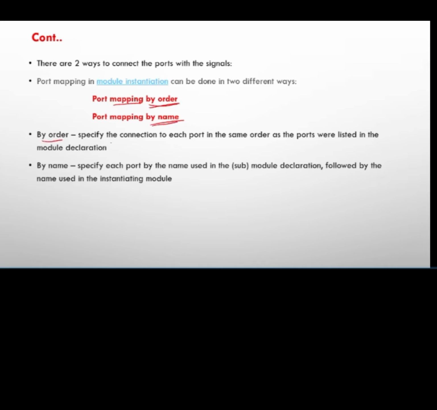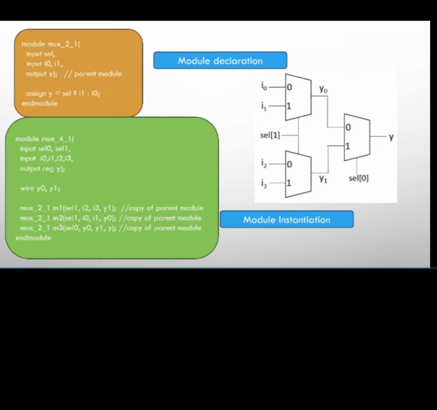By order means connecting each port in the same order that we listed in the module declaration. Let me tell you with this example so that you will understand. We have already discussed module instantiation in the previous classes. If you haven't, just go there and check out what a module is and what module instantiation is, and then come to this port declaration.